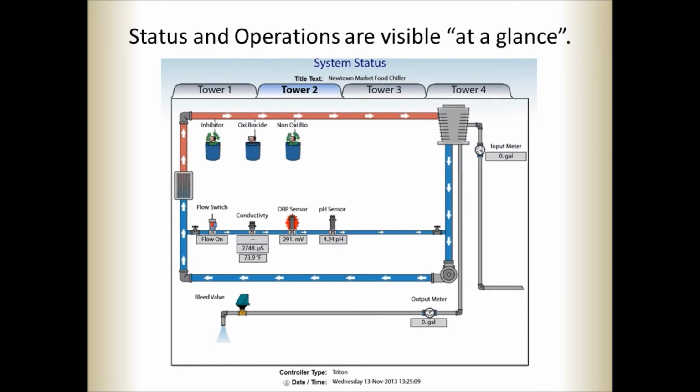Toward the bottom, I see an indication that the bleed valve must be open as water is bleeding from the system. And in the middle, I can see an unmistakable warning of a problem. This is a low alarm on the ORP sensor, the oxygen reduction potential sensor, measuring the amount of oxidizing biocide in the water.